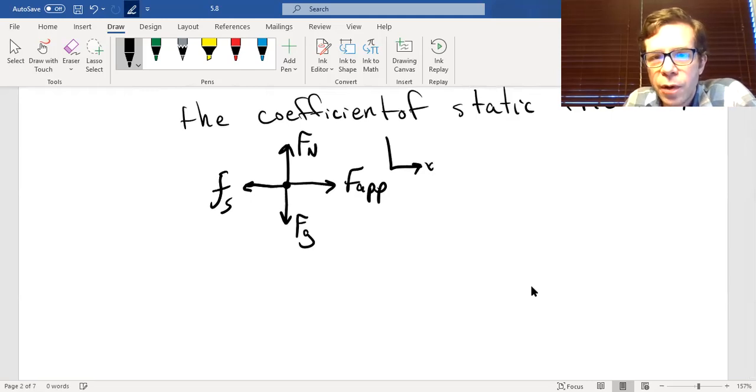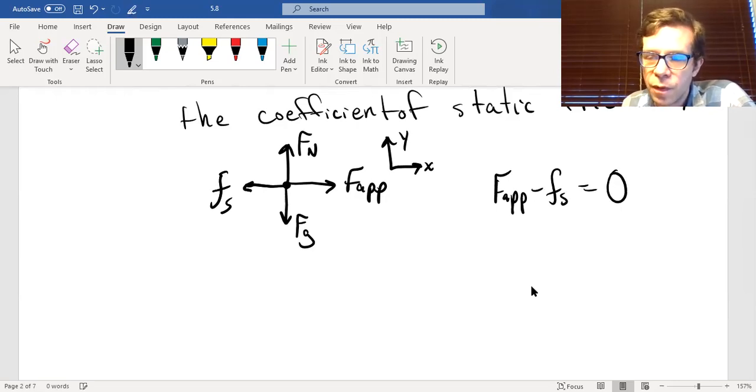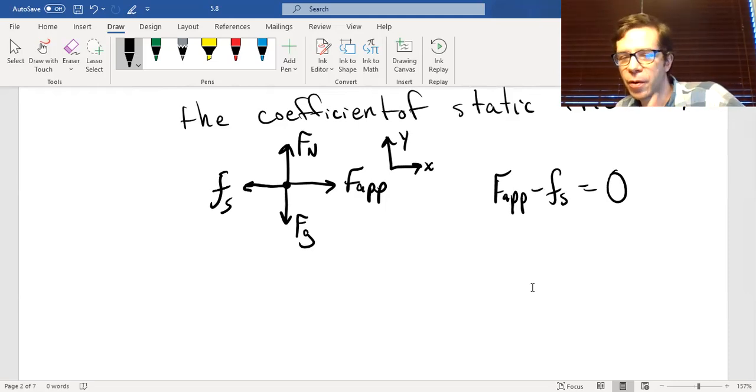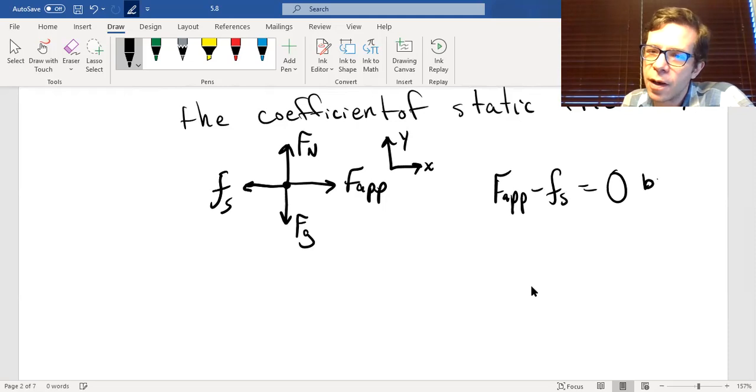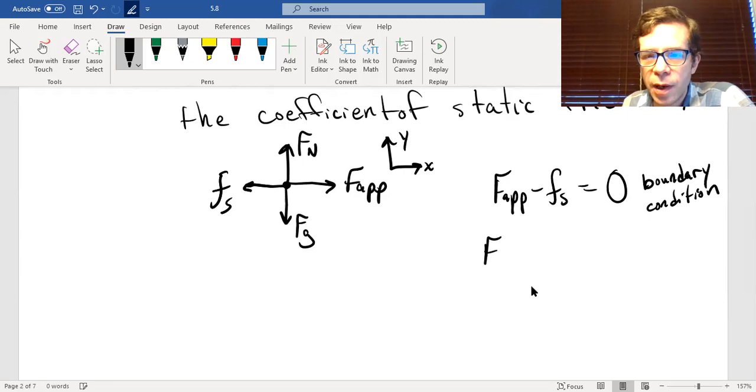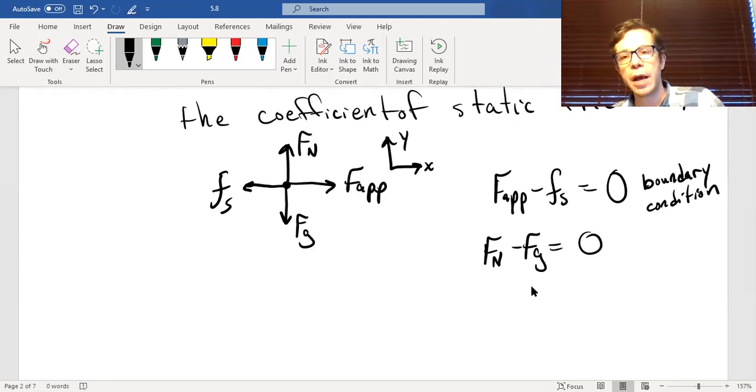So we can use a standard coordinate system for this. I get that the applied force minus the static frictional force is equal to 0, but it's right at that last instant where it's equal to 0. It's about to go over it, right? So this is our kind of boundary condition. We're just about to break out of that region. In the y direction, we have that the normal force minus the gravity is equal to 0. And that's going to be true the whole time, even after it starts to move.